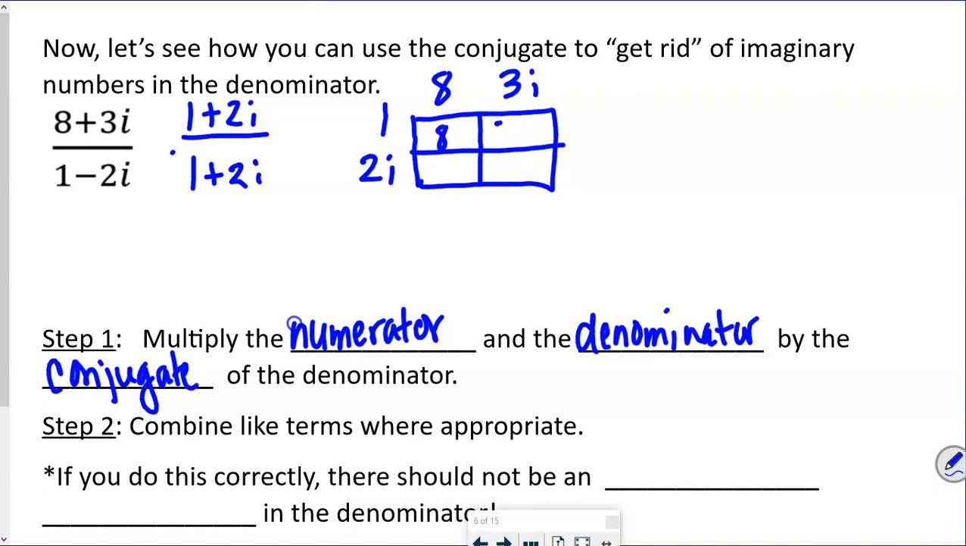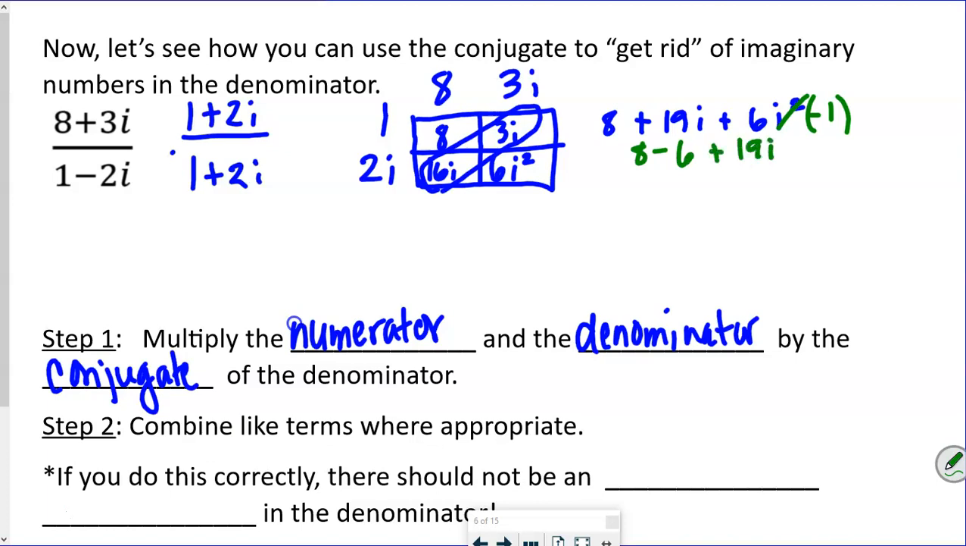So this is 8. This is 3i. This is 16i. And that's 6i squared, right? Noting again, I'm working on the top right now. Y'all got me? We're looking at our like terms right here too. So this is going to be 8 plus 19i plus 6i squared. Recalling that we're going to change this to -1, right? And multiply it. So that's going to be 8 minus 6 plus 19i. So this is going to be 2 plus 19i. That's our numerator, okay?